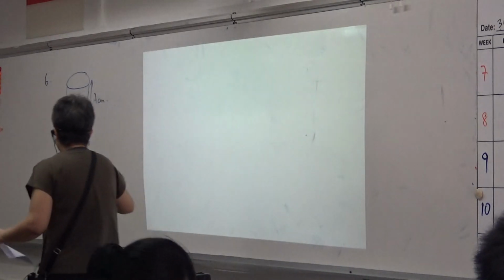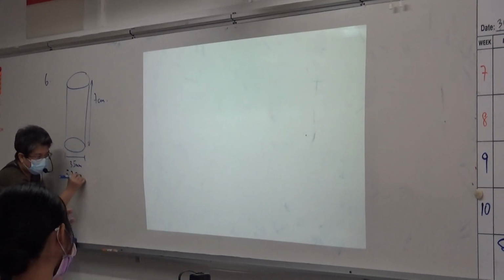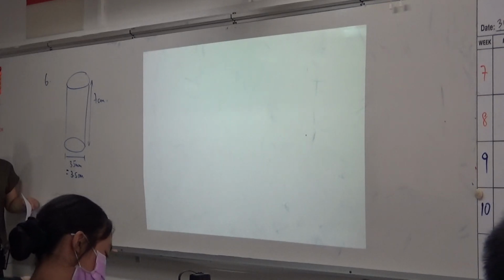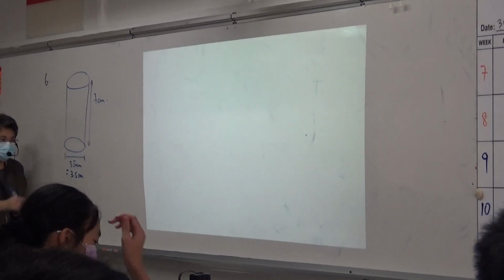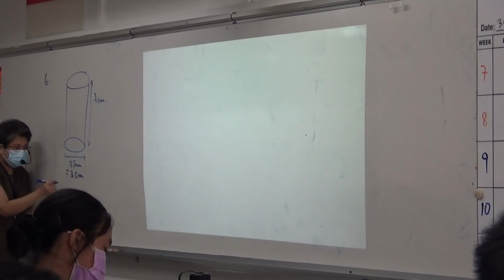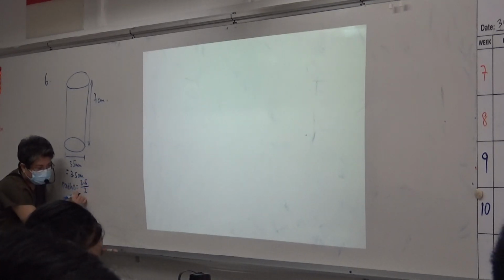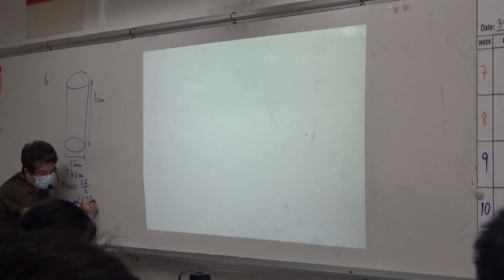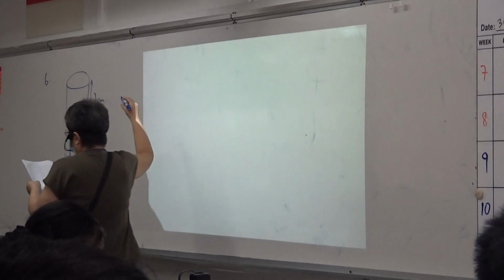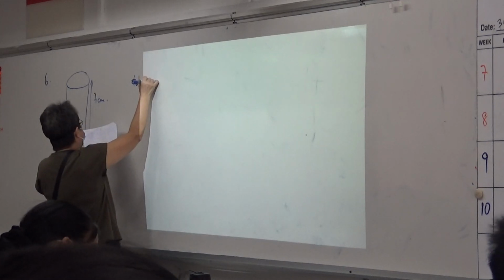Now, 35 mm. Do you agree that this is actually 3.5 cm? Agree? I'm talking to you. Agree? Okay. Now, can you tell me, 3.5 cm, is it the radius or the diameter? Diameter. So, what is the radius? 3.5 divided by 2, right? Answer? 1.75 cm, right?